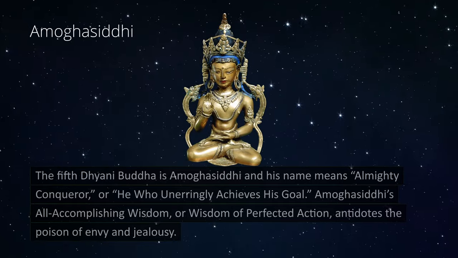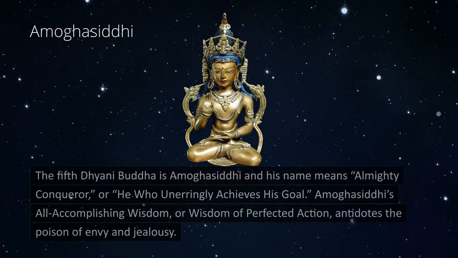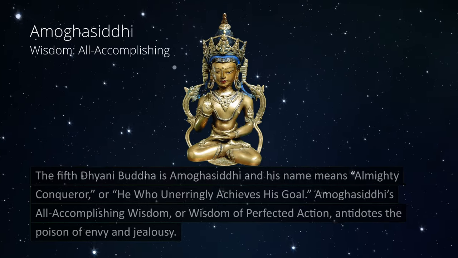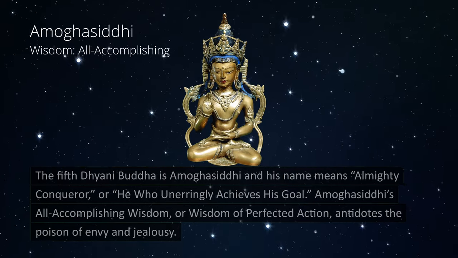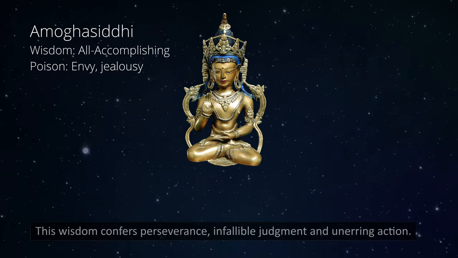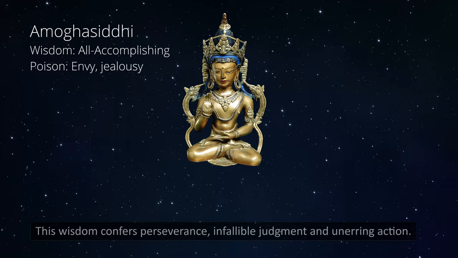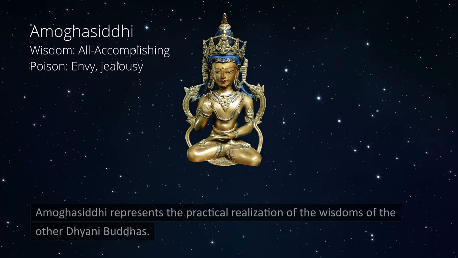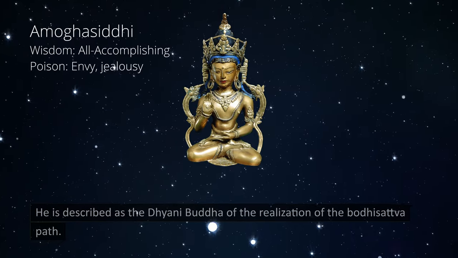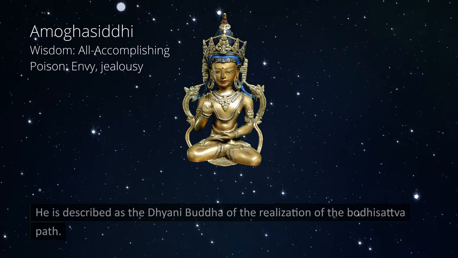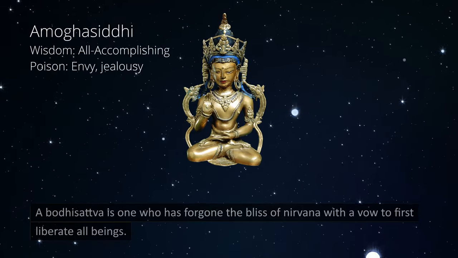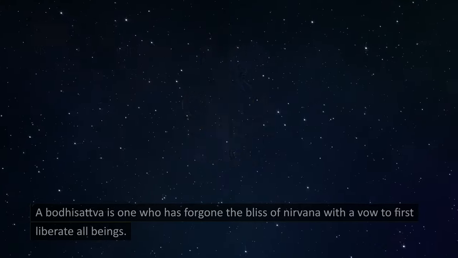The fifth Dhyani Buddha is Amoghasiddhi, and his name means Almighty Conqueror, or he who unerringly achieves his goal. Amoghasiddhi's all-accomplishing wisdom, or wisdom of perfected action, antidotes the poison of envy and jealousy. This wisdom confers perseverance, infallible judgment, and unerring action. Amoghasiddhi represents the practical realization of the wisdoms of the other Dhyani Buddhas. He is described as the Dhyani Buddha of the realization of the Bodhisattva path. A bodhisattva is one who has forgone the bliss of nirvana with a vow to first liberate all beings.